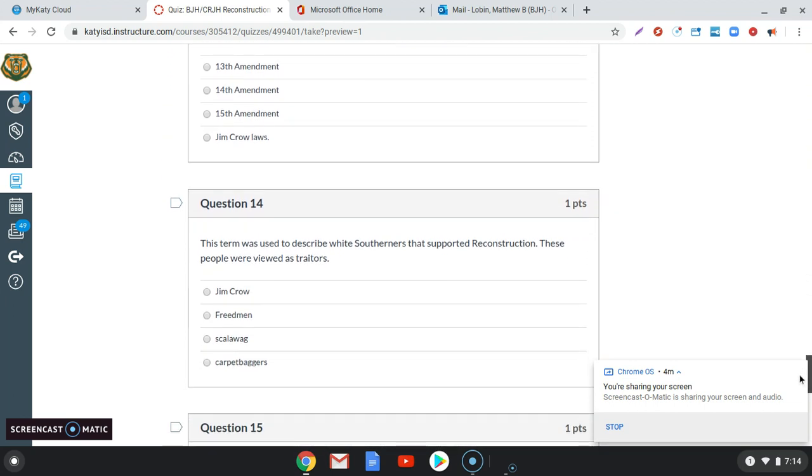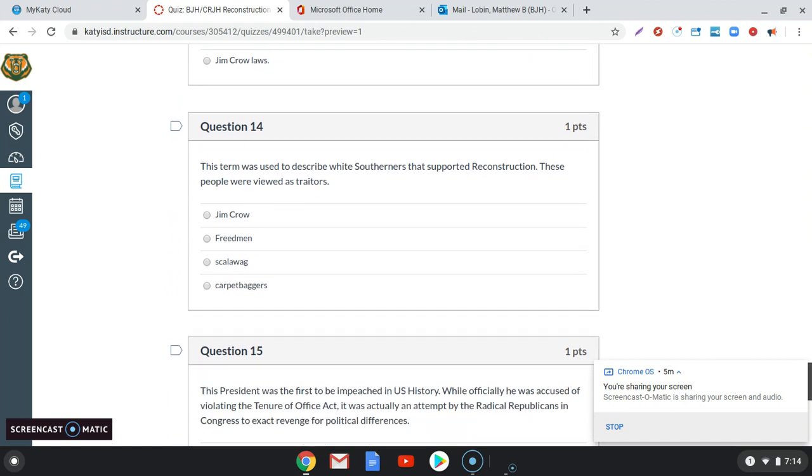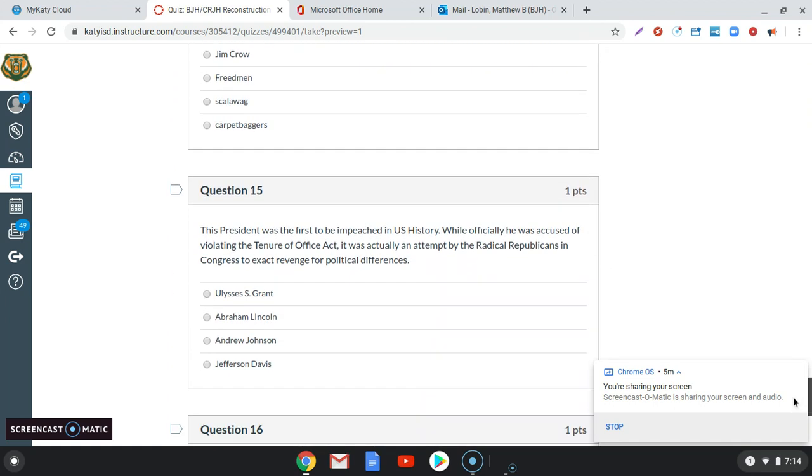Question 14. This term was used to describe white Southerners that supported Reconstruction. These people were viewed as traitors. Jim Crow, freedmen, Scalawag, carpetbagger.